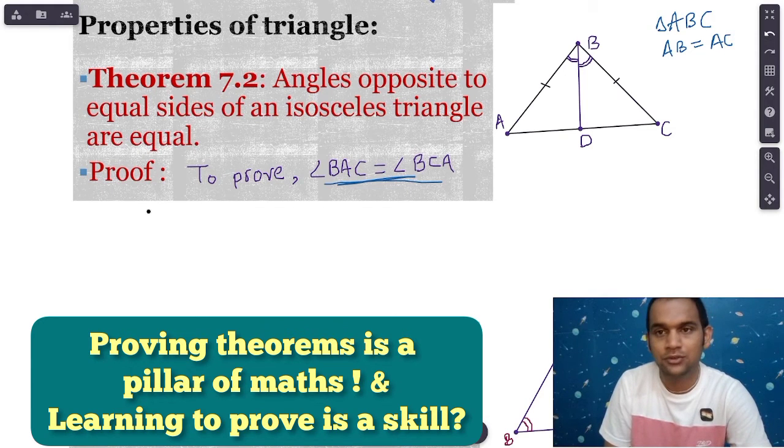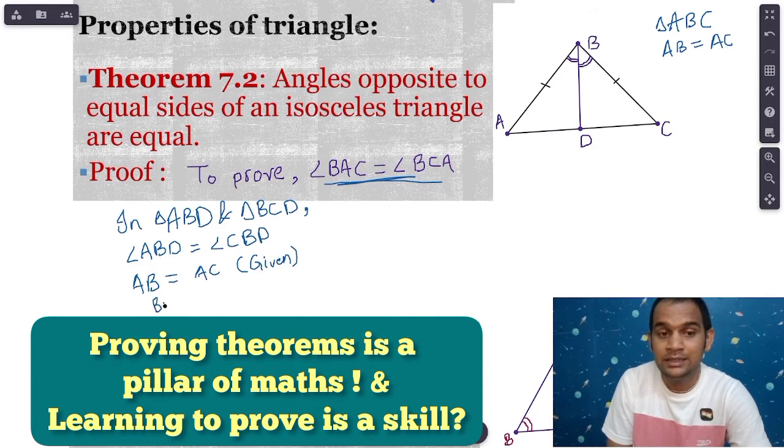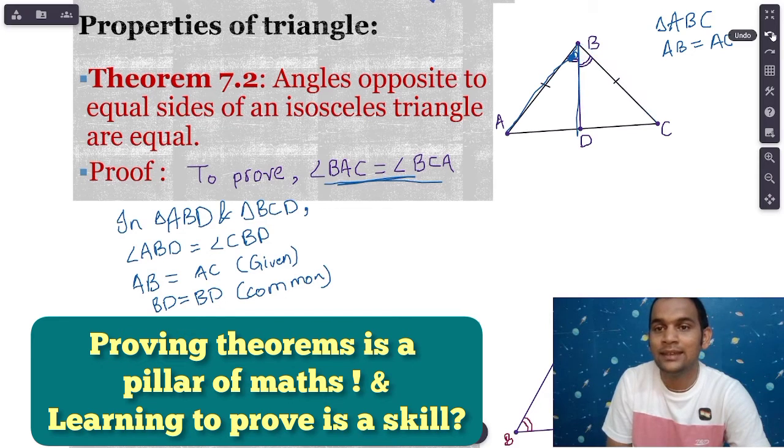So first we have constructed an angle bisector from B to D, and obviously D is intersecting AC. Perfect. So in triangle ABD and triangle BCD, what do we observe? That angle ABD equals angle CBD, yes or no? Because we have drawn an angle bisector. Then AB is equal to AC, that is already given. And then BD is equal to BD, this is a common side. So we are actually using side, angle, and side, same over here. So using the SAS criteria of congruence, what do we get?